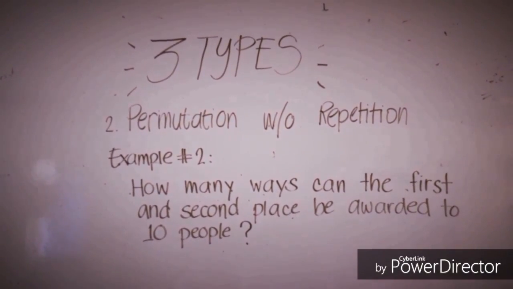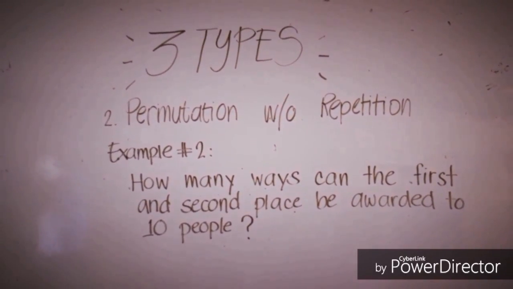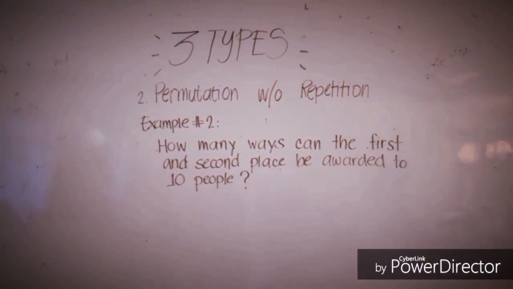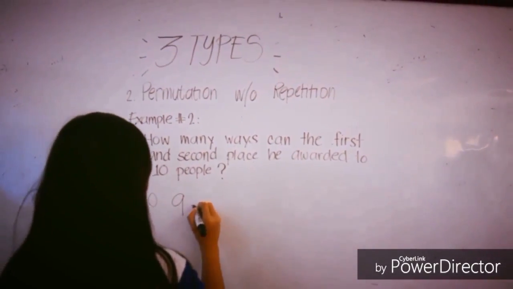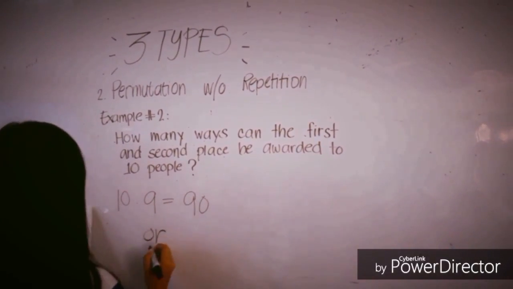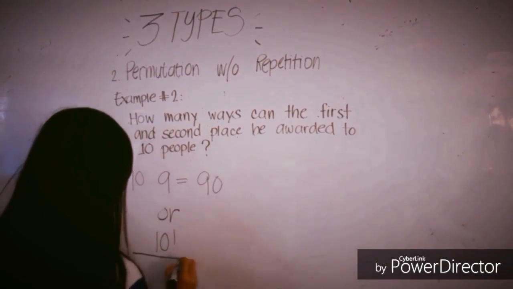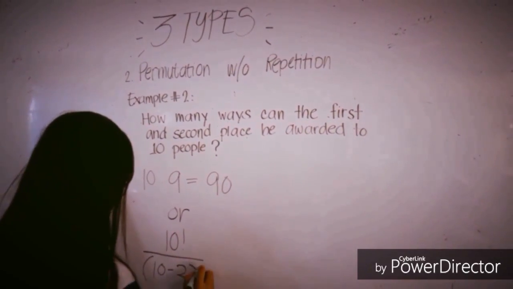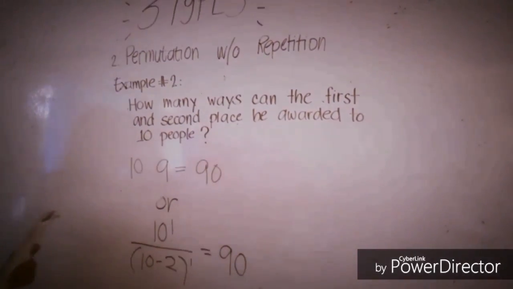Here is another example. How many ways can the first and second place be awarded to 10 people? Starting it off by putting 2 blanks, representing the first and second place. After that, we put the number 10 on the first blank, which tells us the total number. We'll multiply it by 9 for the second blank. Since this is permutation without repetition, when we picked one person for the first try, we can't pick them for the second one, so the final answer will be 90.